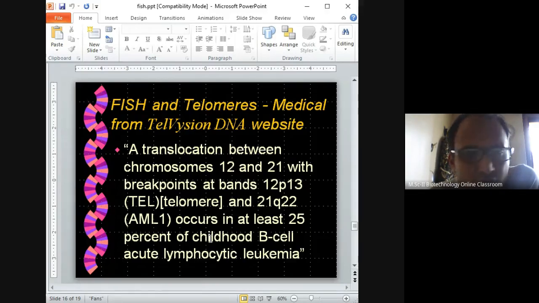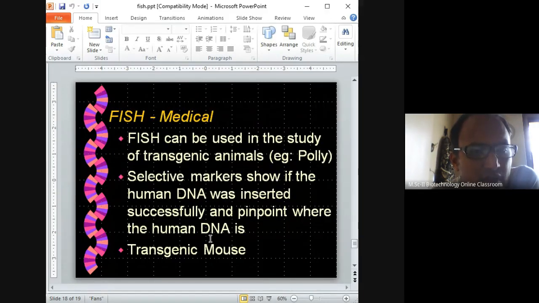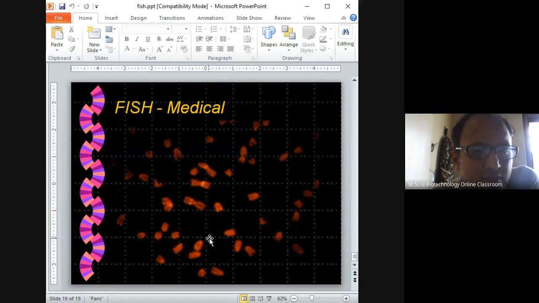So these are some of the examples of the diseases. I'll just pass it on to you people so that you can study these examples. So that's all about FISH, that is fluorescence in situ hybridization. If anyone has got any query, you can ask, no problem.